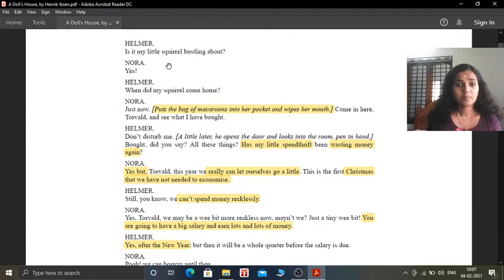He said that, yes, we can spend money recklessly, but it doesn't mean that we can spend money without thinking.